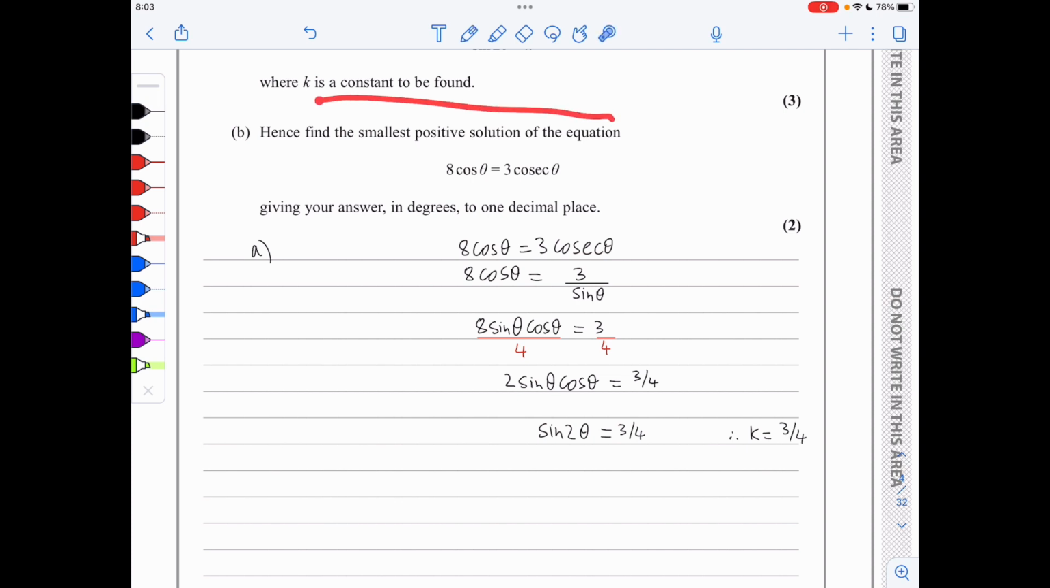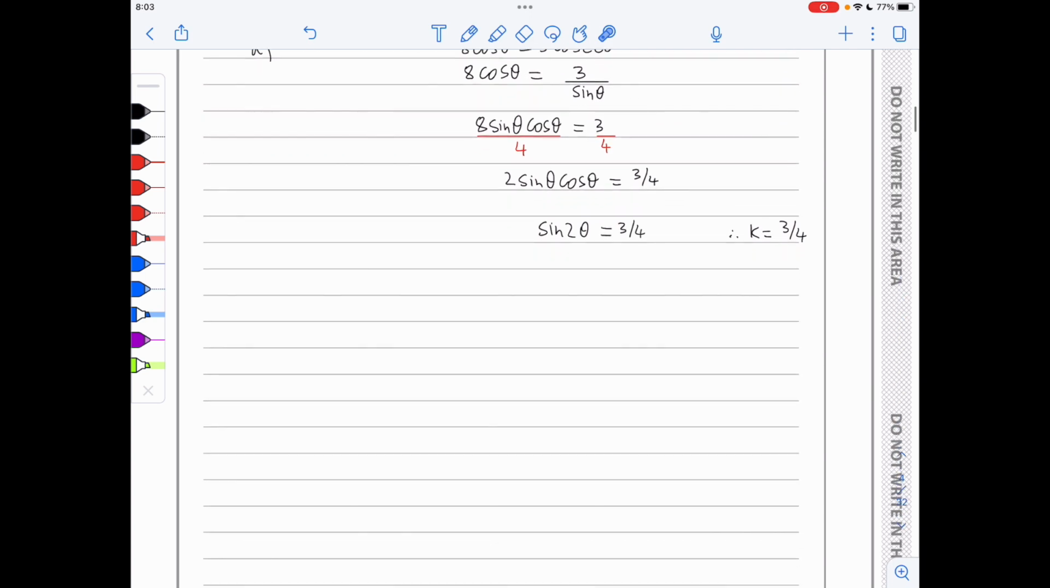In B, it says, hence find the smallest positive solution for this equation. We need to give our answers in degrees to one decimal place. Now, solving sine of 2 theta is 3 over 4, we start by finding the principal value, which is shift sine of 3 over 4. This gives an answer of 48.590. I'm only interested in the first positive solution. So I would simply say that 2 theta is 48.590, which leads to theta being 24.3 to one decimal place.